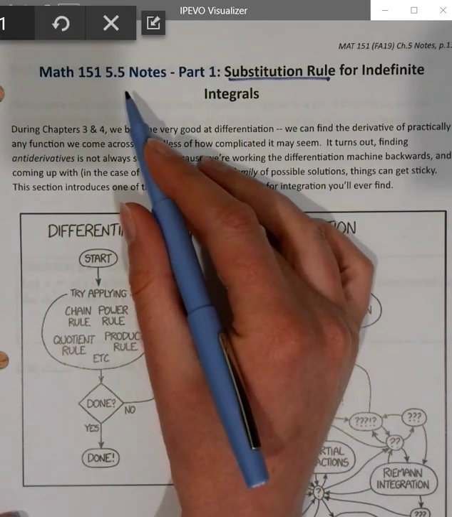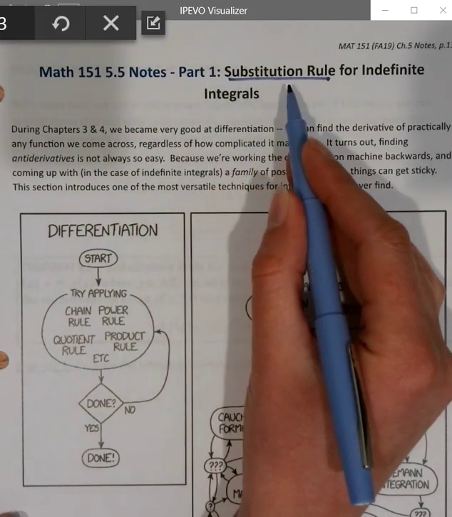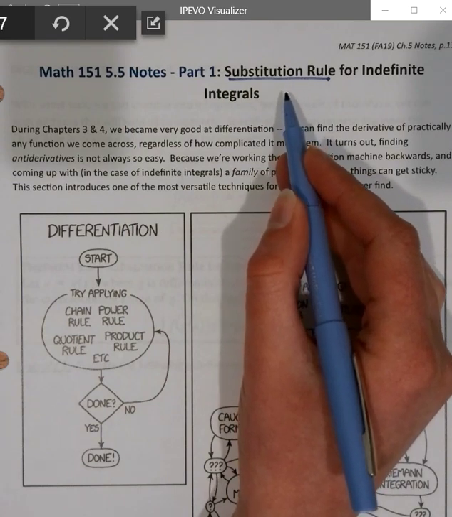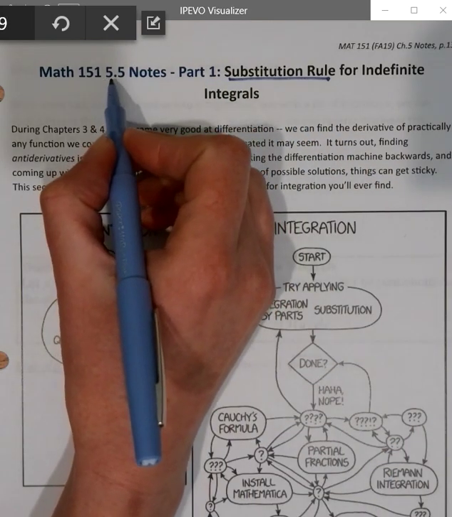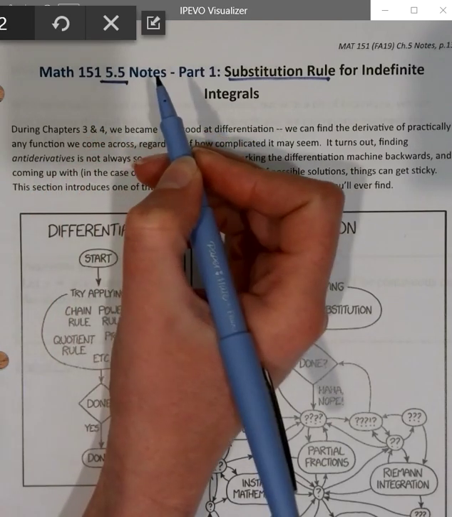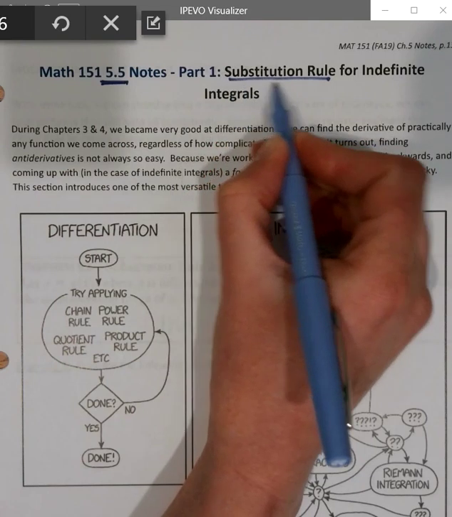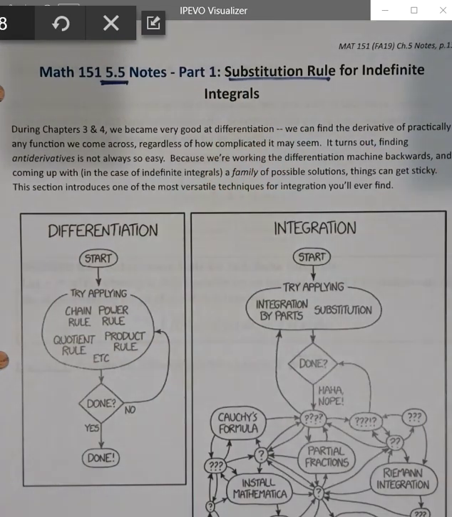So we're looking at section 5.5 here on the substitution rule for indefinite integrals. I know we're actually just beginning our chapter 5 notes. So we talked about 4.9 and now we're doing 5.5 first. The reason for that is that the substitution rule is so important that we want to integrate it throughout the rest of chapter 5. So we think it should be primary and first in this topic.